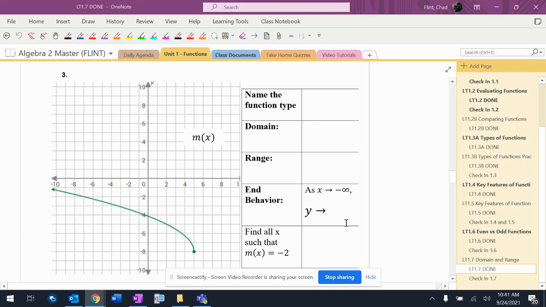All right, so domain and range here. Domain, remember, is the x values. Range is the y values. Let's do those first, x and y. All right, so the domain, all the x values, looking at the axis here.